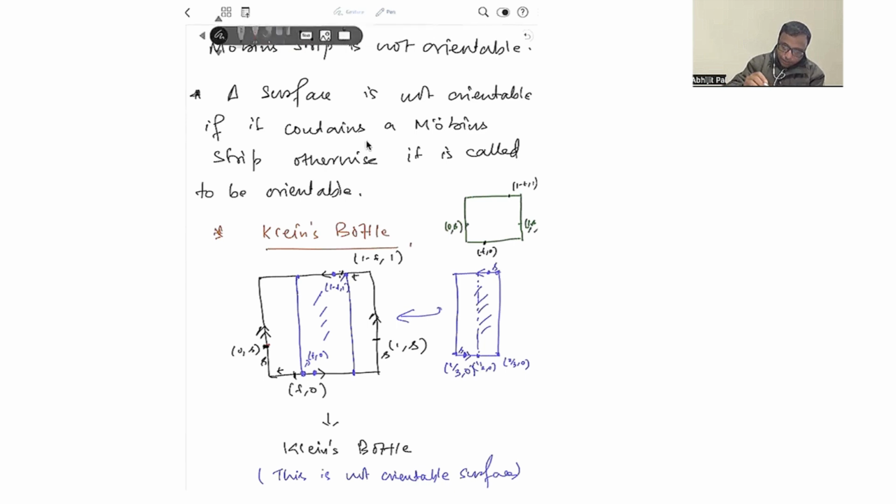Now here, if I take this rectangle, this point is (1/3, 0), and this interval ends at (2/3, 0). This rectangle is a Mobius strip. So a Mobius strip is included in this Klein bottle. Therefore, this Klein bottle is a non-orientable surface.